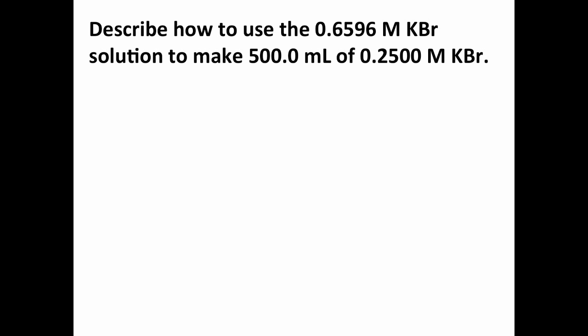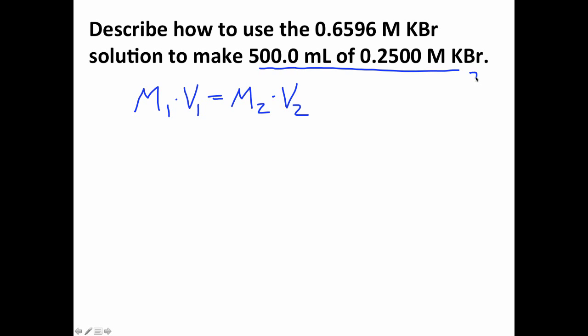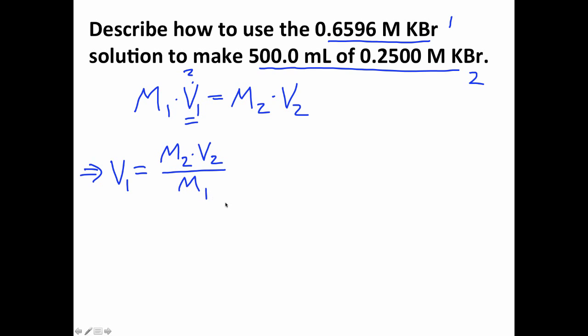So let's go back to the problem we just looked at, and let's do it that way. So our equation is M1 times V1 equals M2 times V2. And we could do it either way, but for this case, we're going to pick that solution 2 is our more dilute solution. So it has a volume of 500 milliliters that we want and a concentration of 0.2500 molar. And then the more concentrated solution we're going to call solution 1, and we know its molarity, 0.6596 molar, but we don't know its volume. So what that means, of course, is we need to solve for the volume of solution 1, which is molarity of solution 2 times volume of solution 2 over molarity of solution 1.